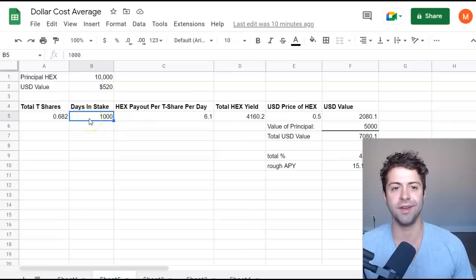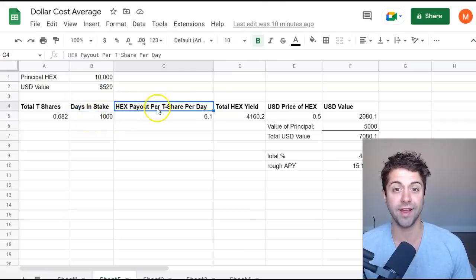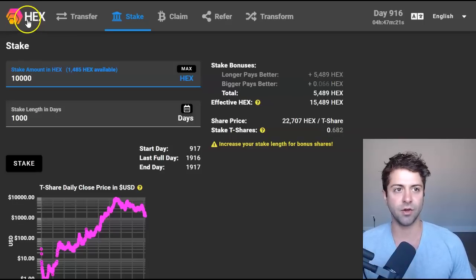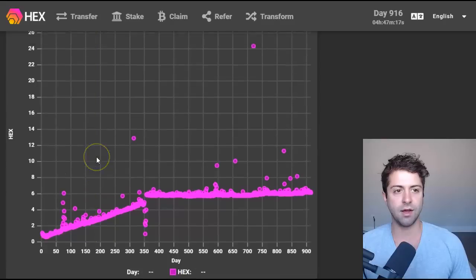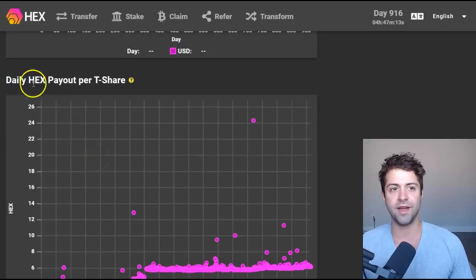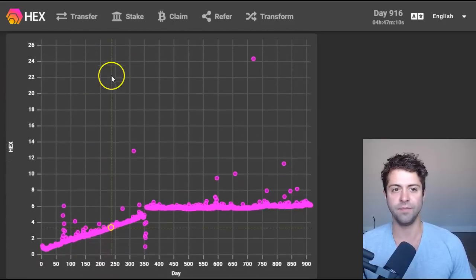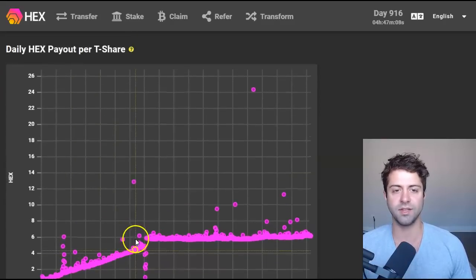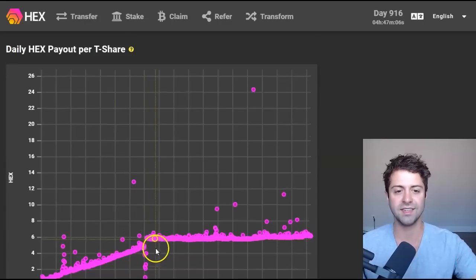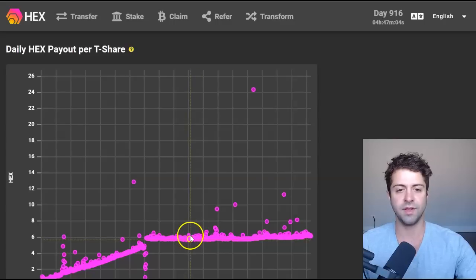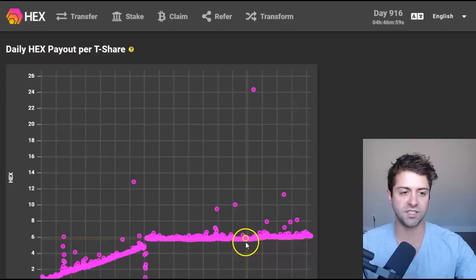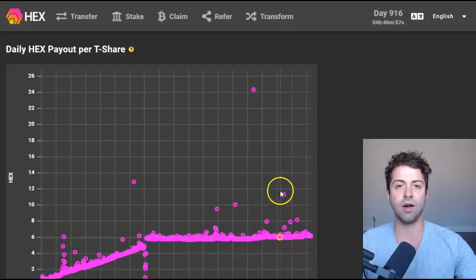Well, the number that we need to know now is how many HEX per T share per day are we getting? We can go back to go.hex.com and click on the home page up here, top left corner, and scroll down to get that number. Daily HEX payout per T share per day, okay? This chart ratcheted up for a long time during the initial launch phase of HEX. Now you can see it's a volatile number and it's complex to calculate, but it tends to hover around 6.1, 6.2 HEX, and there are some outlier days.